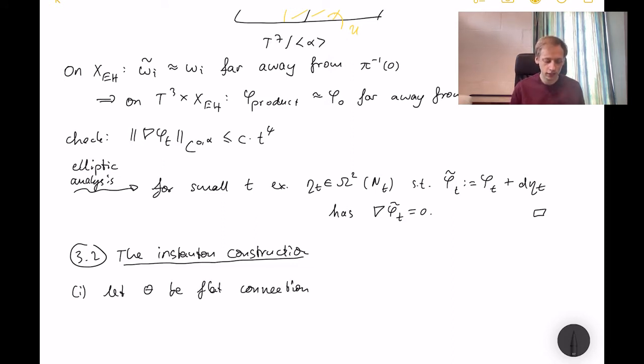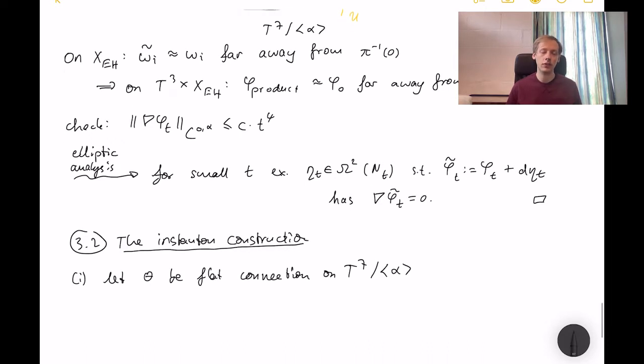So to this end, let theta be a flat connection on T7 mod alpha. We've seen before that flat connections are particular examples of G2 instantons, because when the curvature is 0, it definitely satisfies the equation that curvature wedge something equals 0. So that's one thing that we need, and the other thing that we need is an ASD instanton on Iguchi-Hansen space.